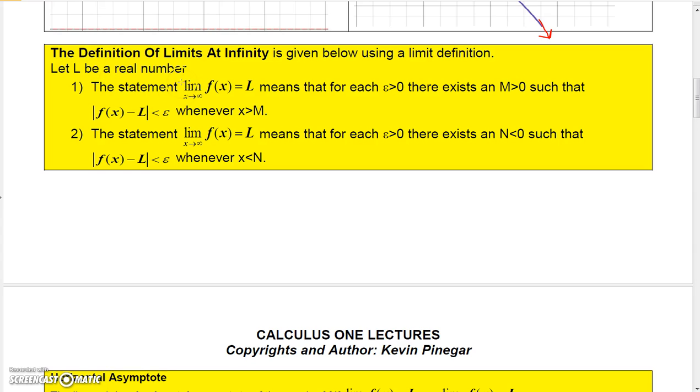Now, the definition of limits at infinity is stated like this. It says the limit of f of x as x approaches infinity equals L simply means that for each epsilon greater than 0, there's an m greater than 0, such that the absolute value of f of x minus L is less than epsilon whenever x is greater than m.